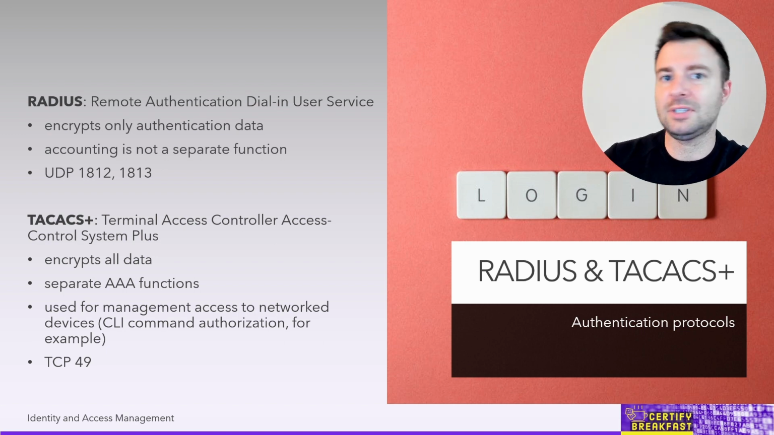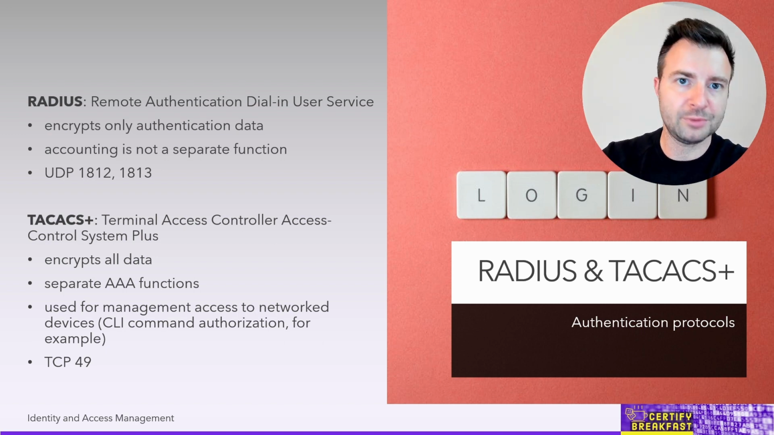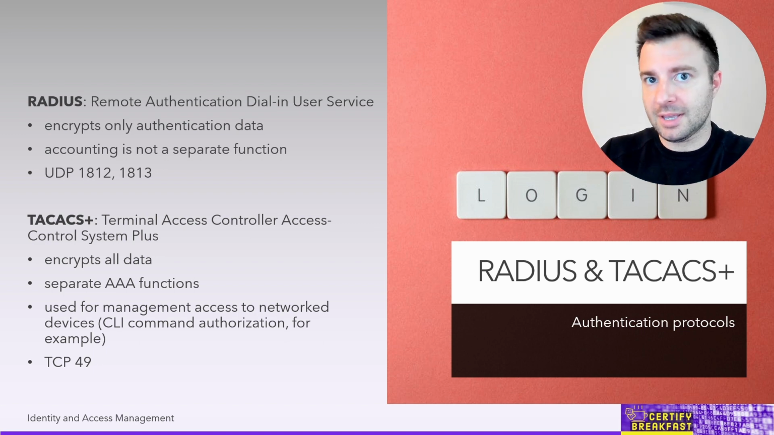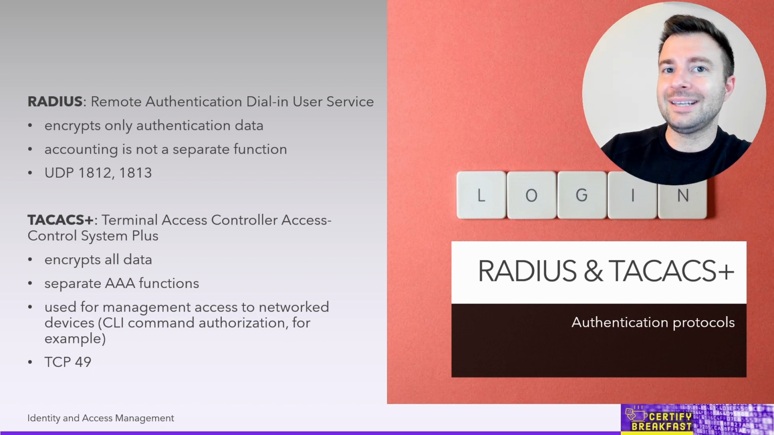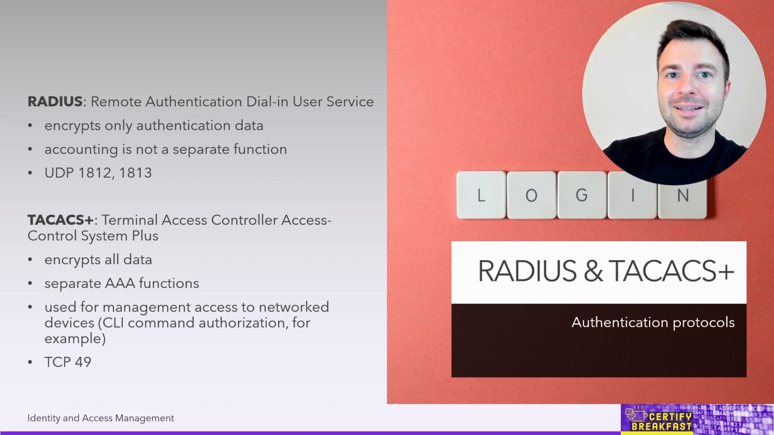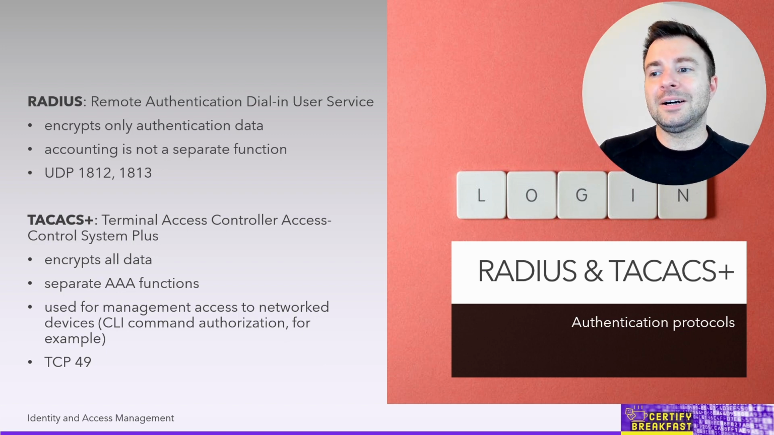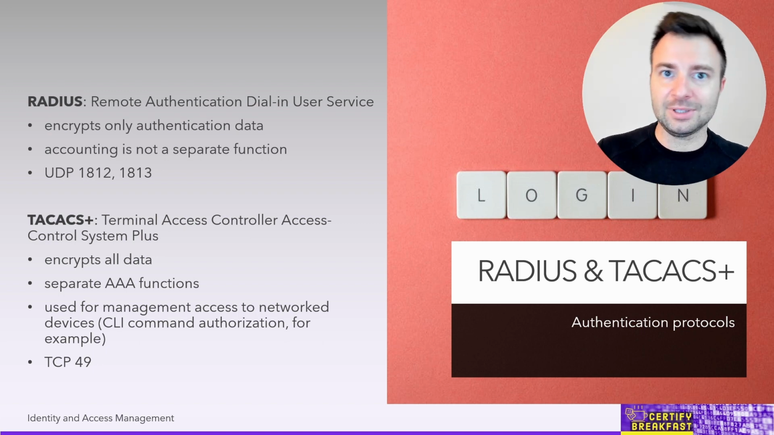Now, TACACS, on the other hand, comes with a couple of improvements. Not only does it work over TCP, so the communication is more reliable, port 49 by the way, but it also encrypts the entire data, not just the authentication information like with Radius. That's simply because TACACS is mostly used with administrative accounts logging into network devices, for example. And in that case, it's not just the authentication information that is sensitive, but also the actual commands and the configuration files and the settings that are being changed in there. So that's why it's much better to have the encryption covering the entire communication, not just the authentication part.